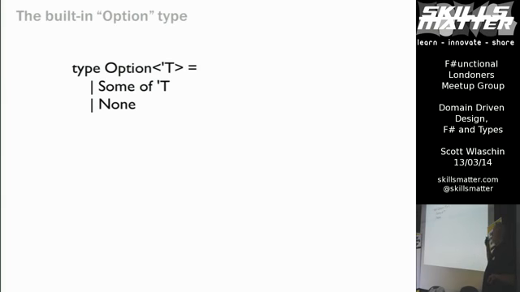So that T is a generic type. That's F#'s way of doing it. It's always got a tick in front of it. So luckily, this type is built into F#. You don't have to define it yourself. And not only is it built in, there's a nice little library with some functions on it. So very, very useful. Every time you have missing values, use the option type.